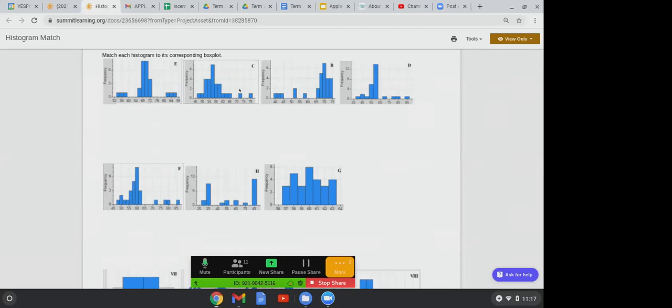I see graph E first, so that's where I'm going to start. So first, look at the scale down the bottom. We see that the graph itself goes from 52 to 88. Okay? Critically analyze what you see.